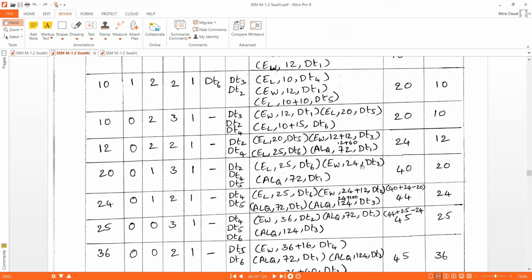The least event, the event which is going to occur immediately, is the ending weighing event for DT3. DT3 will complete at simulation clock time 24. At simulation clock time 24, DT3 will complete its weighing.